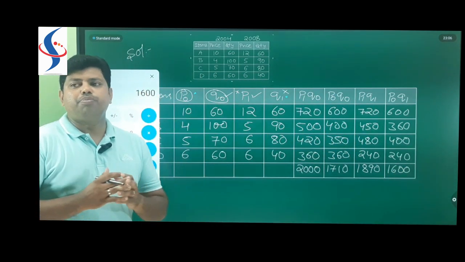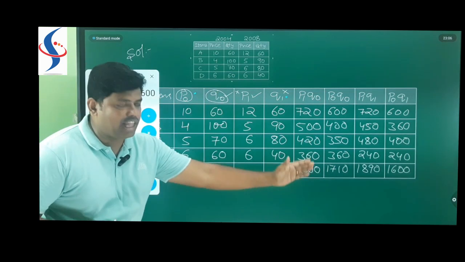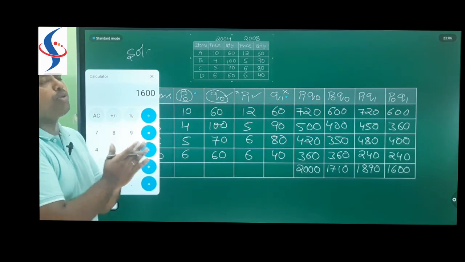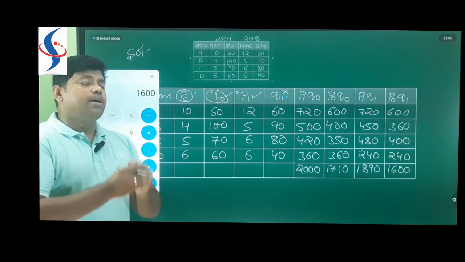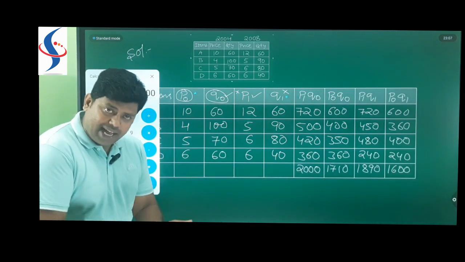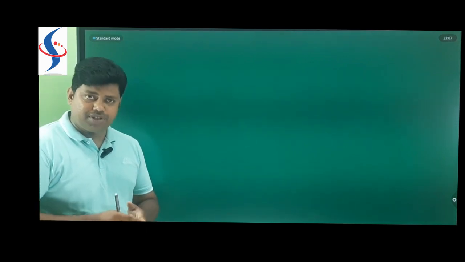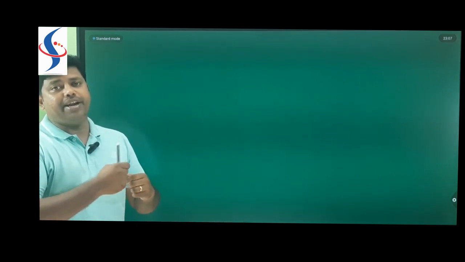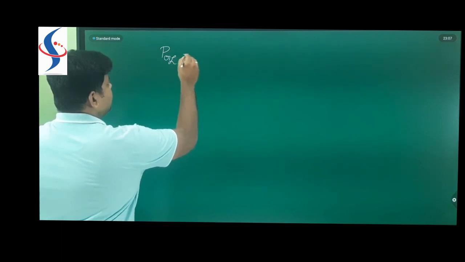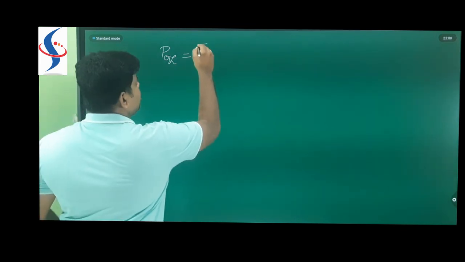This is how we need to put a table and calculate all the values. This is 50% of the problem. The next 50% is substituting the values in the respective formulas, then finding the answers. After putting this table, our job is to find the answer by substituting the table values in the respective formulas. So first, let me start with Laspeyres price index number P01. This is the formula.